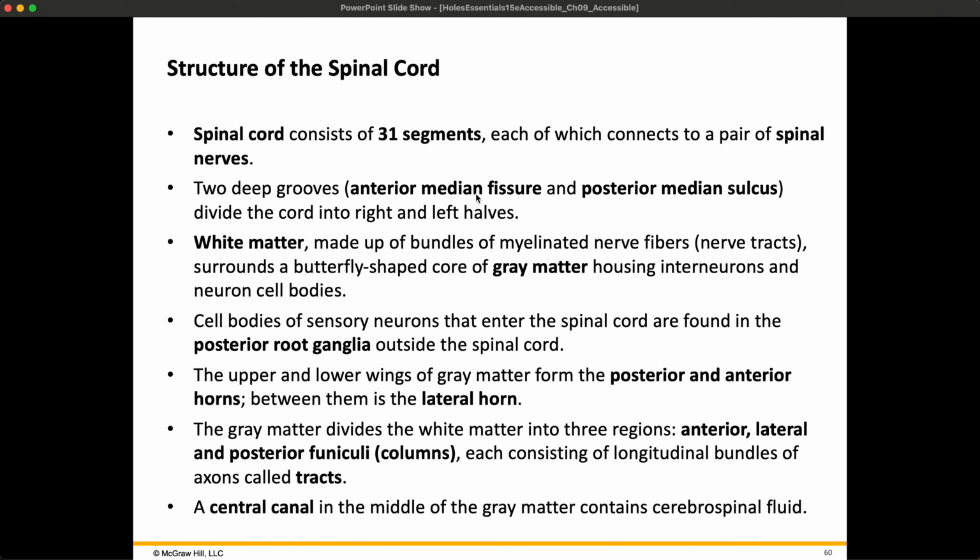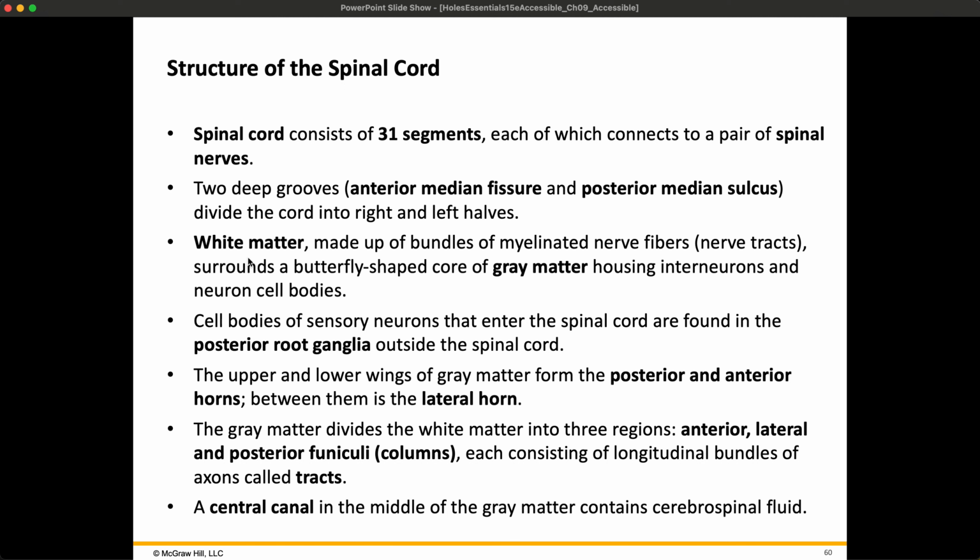There are two grooves, the anterior median fissure and posterior median sulcus. Fissures and sulci are both names for the same type of feature. A sulcus is just bigger. So anterior median, that's your location. Fissure is your structure. This helps to divide the cord into right and left halves.